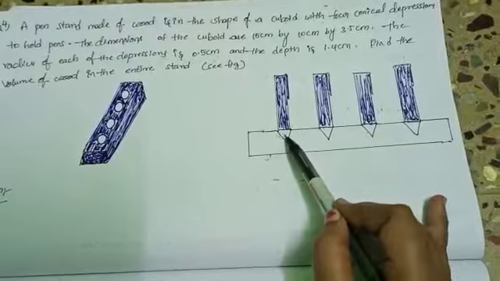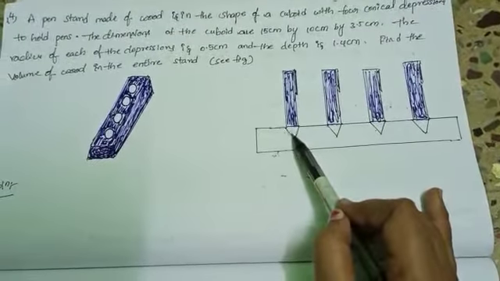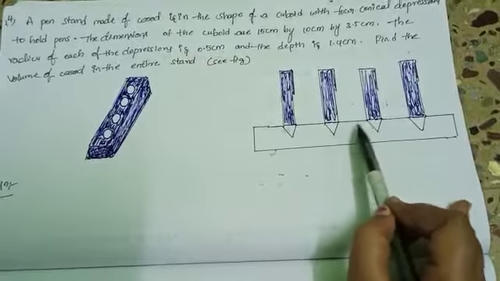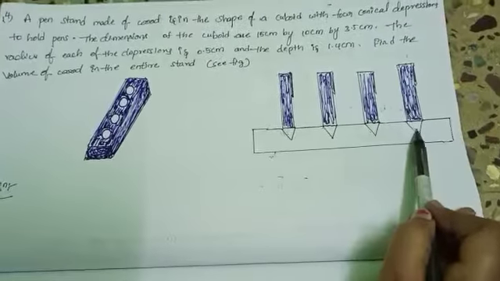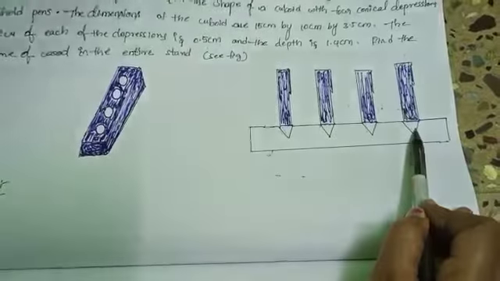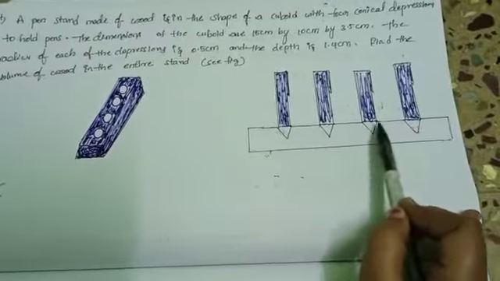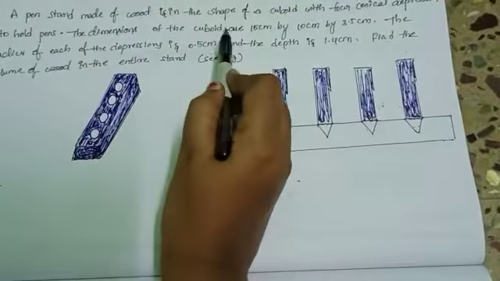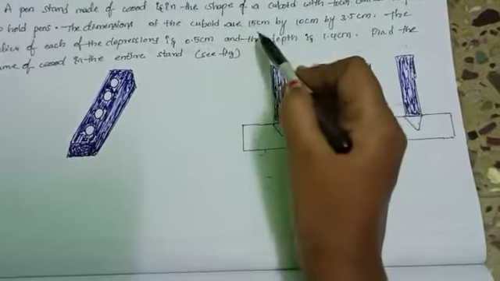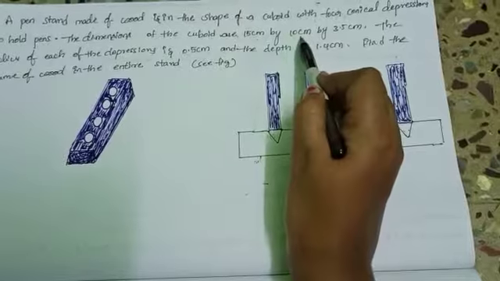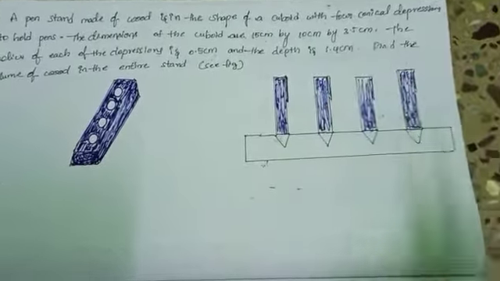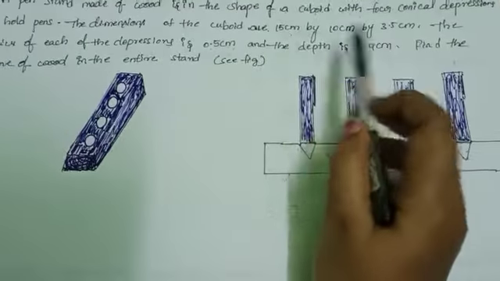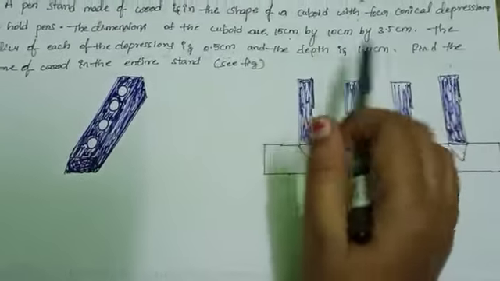Depressions means this is the cavity. Okay, this is the empty space. 4 cavities, each in the shape of a cone, for holding the pens. The dimensions of the cuboid are 15 centimeters by 10 centimeters by 3.5 centimeters. It means these are the length, breadth, and height of the cuboid.